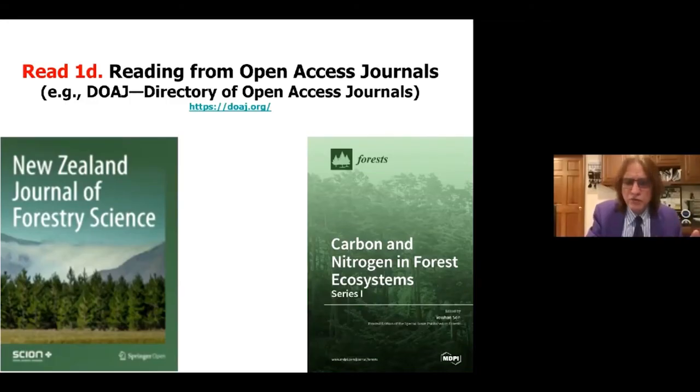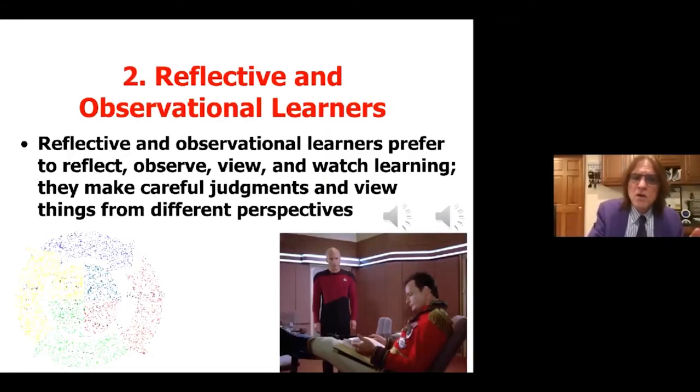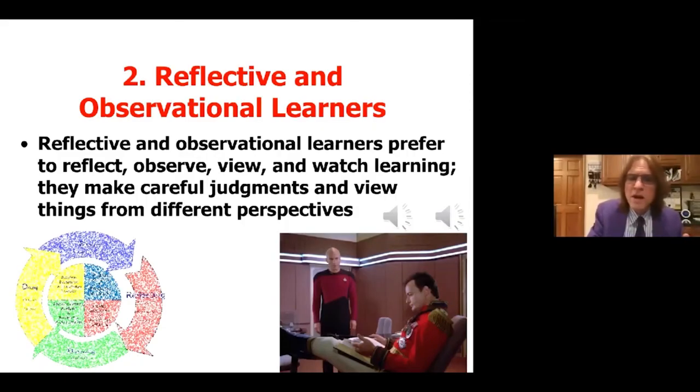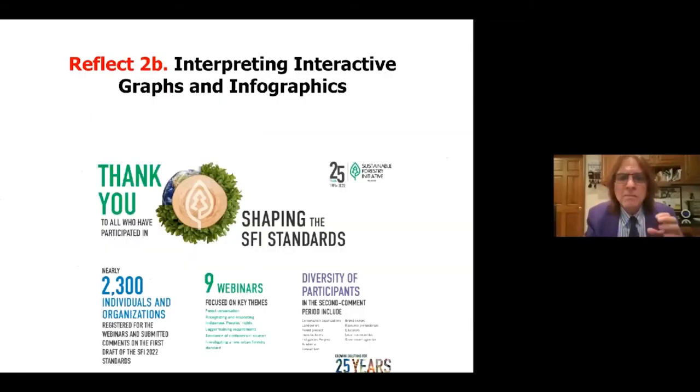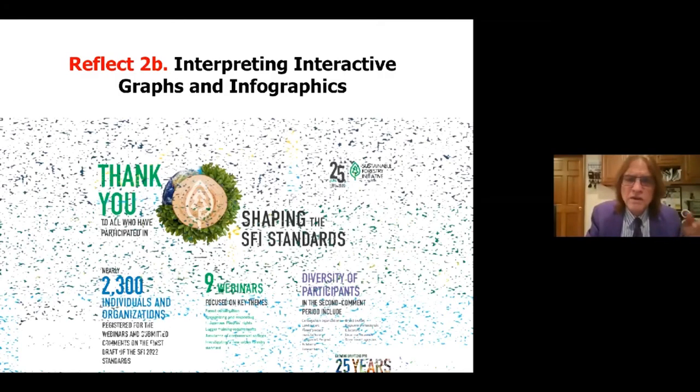This is for reflective learners, observational learners, viewing, watching. So we might have reflections on big questions, big issue questions, or BQO, Big Questions Online. There's actually a website called Big Questions Online, and I have my students sign up to ask the big questions. Or I have my students interpret infographics. They might analyze an infographic out there, what the data means, what the data indicates. Maybe it's interactive data.